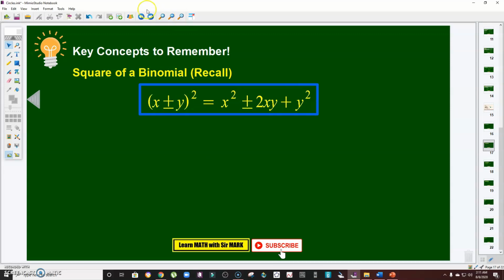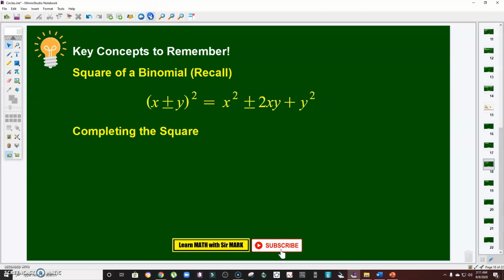Next, another thing that we must consider in this lesson is how to complete the square. What do I mean? Suppose I have x squared plus 6x plus 7. This is not a perfect square. So how am I going to write it in such a way that there will be a perfect square like this?